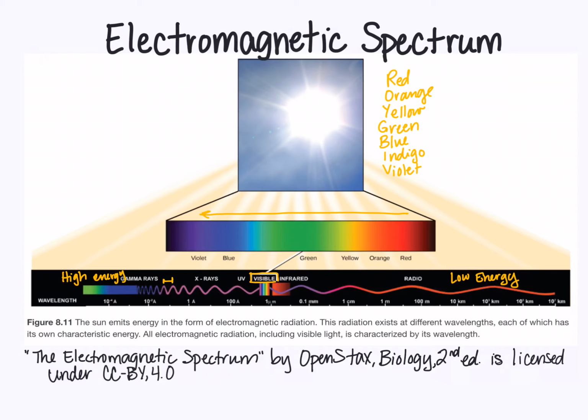And they don't have indigo labeled here, but indigo would be in between the blue and the violet right here. So the energy that plants absorb in order for photosynthesis to occur lies in this visible part of the electromagnetic spectrum. And more specifically, plants typically absorb light in the blue area and the red area. So surprisingly, plants actually don't absorb a lot of light in the green area.